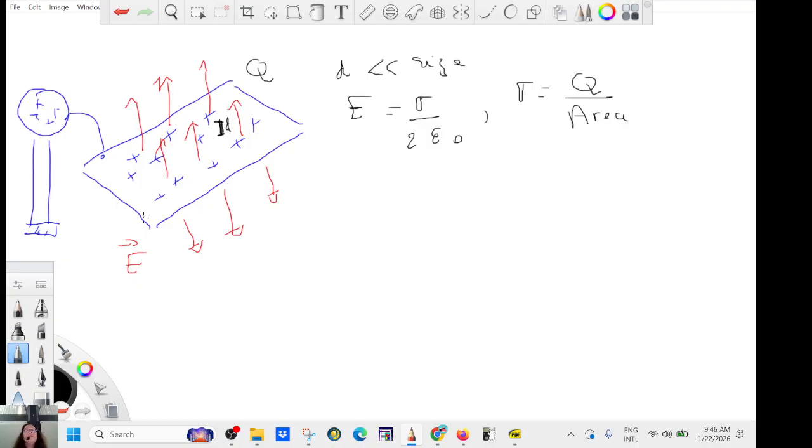It doesn't matter the shape of the surface, it could be a disk, it could be a rectangle, whatever. But the electric field goes both sides and it's uniform, constant. That's why it's equally spaced.